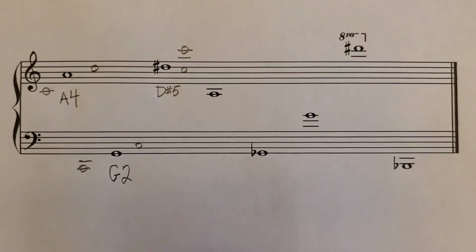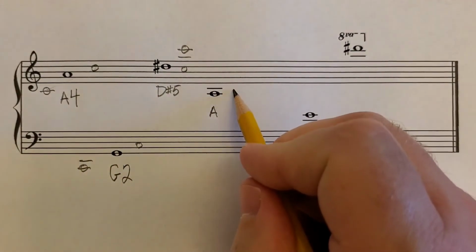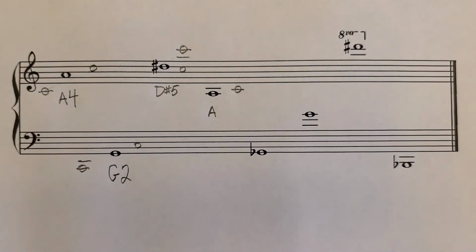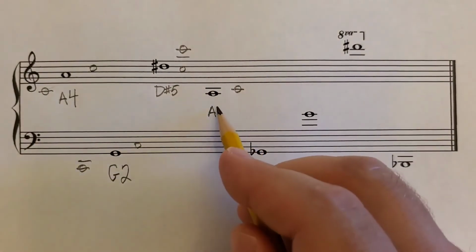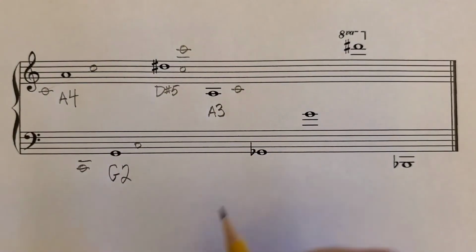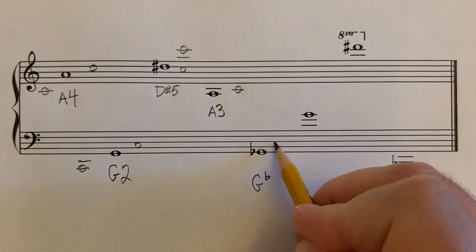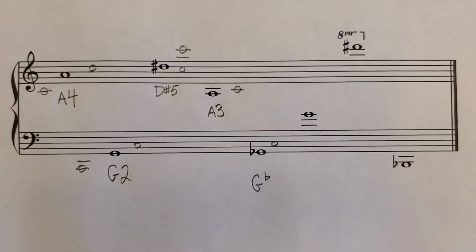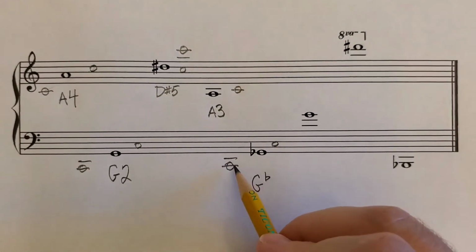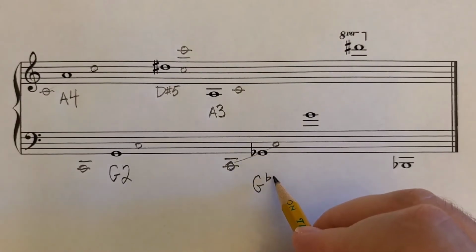Next, we have the note A. The nearest C is right here, and that's middle C, which is C4. So this is A3. It's in the octave below middle C. All right, here's a G flat. Now the nearest C is right here. That's C3. There's a C2, which is down here. So this is in the octave of C2, makes it G flat 2.